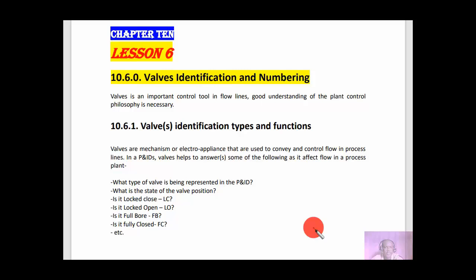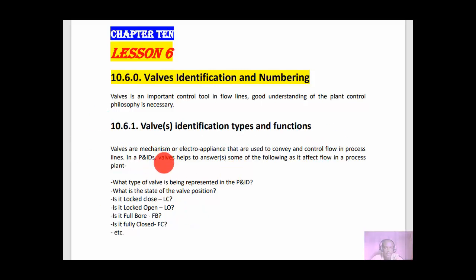Chapter 10, Lesson 6. Valve Identification and Numbering. Valve is an important control tool in flow line. Good understanding of the plant control philosophy is necessary. Valve identification types and function.